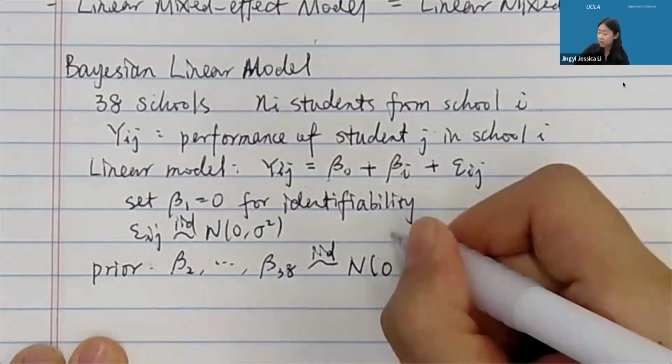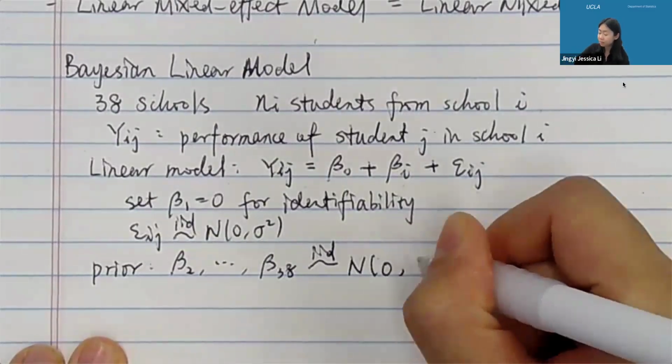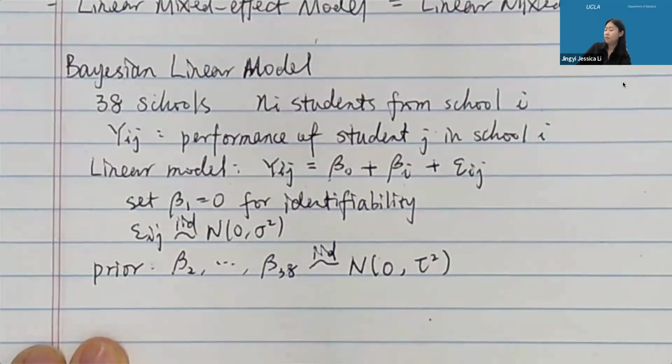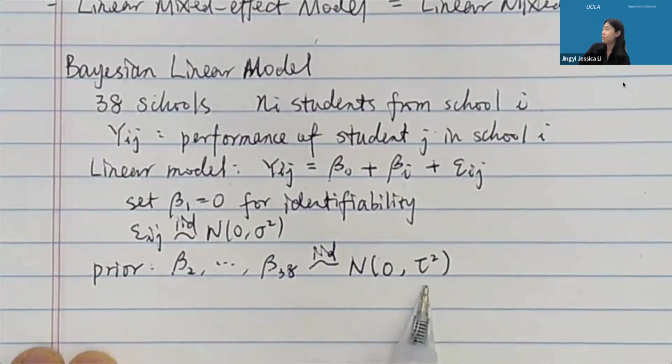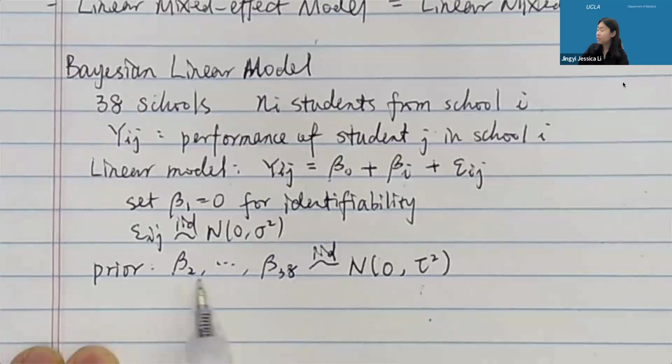And assume that there is some variation in their prior. So they could be positive, they could be negative, and this is specified by this variance tau square. So you see, if I change the model to this, how many parameters do I need to estimate? I don't need to estimate these 37 parameters anymore. I just need to estimate this tau square.